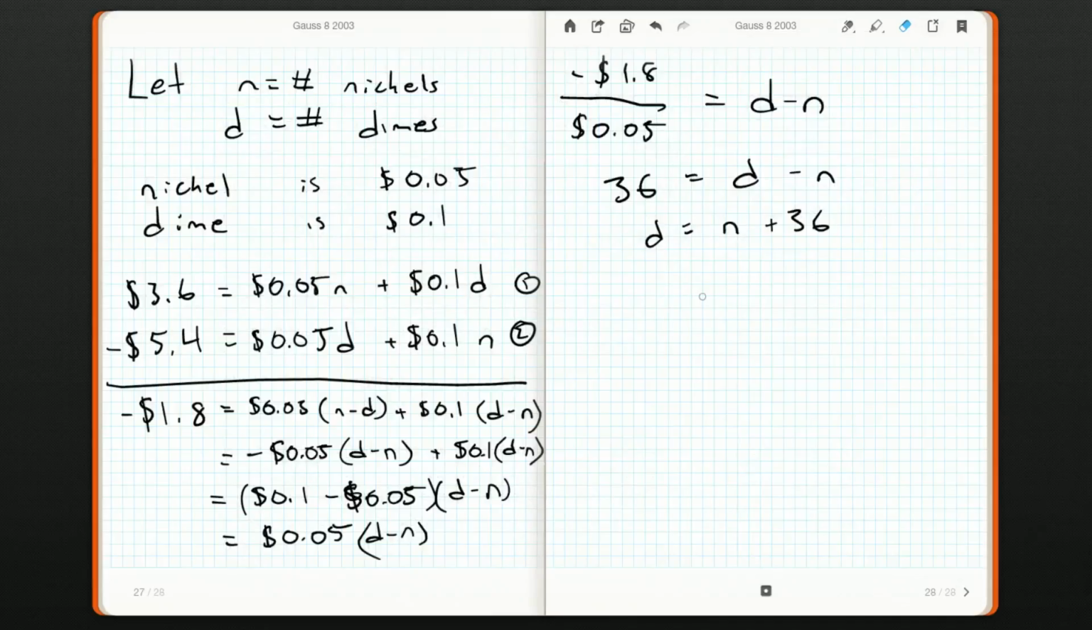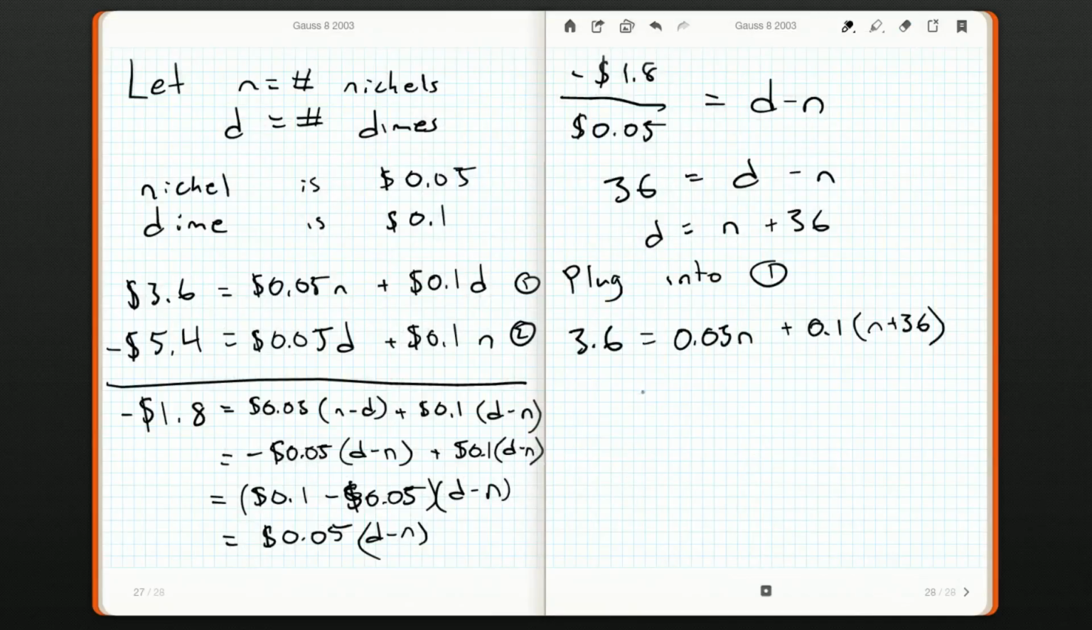Now what can we do? We have the number of dimes in terms of nickels. Let's plug that into equation 1. Okay, so I'm going to drop the dollar signs just because they're getting in the way, frankly. 0.05 n plus 0.1 n plus 36. Okay. So I'll have 0.05 n plus 0.1 n plus 3.6.